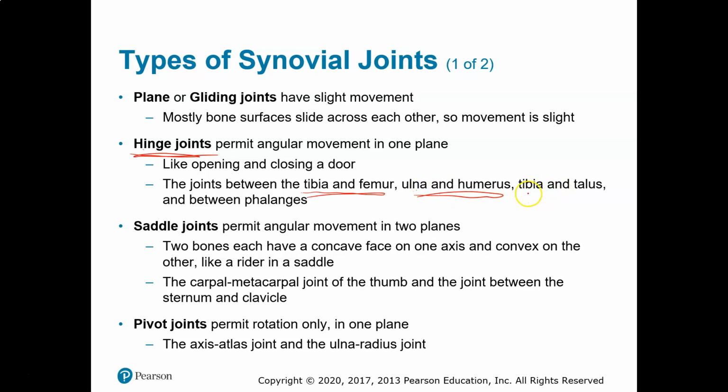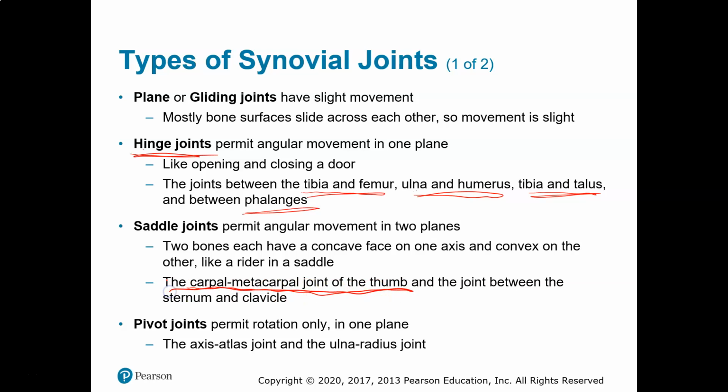The tibia and the talus is a hinge joint as well. And the joints between the phalanges. These are all hinge joints, and they permit flexion and extension. Saddle joints are when the two bones have a concave face on one side and convex on the other, kind of like a saddle. The carpal metacarpal joint of the thumb.